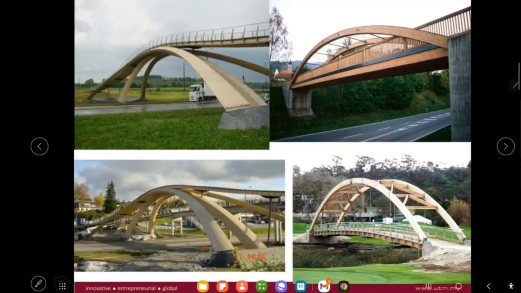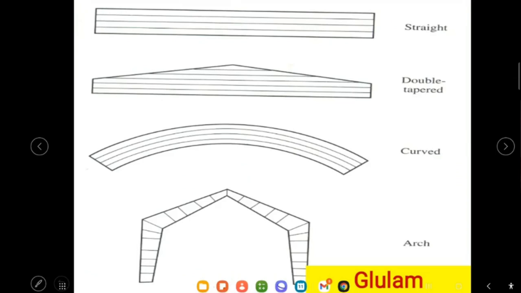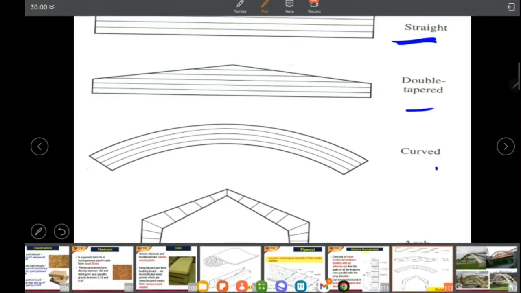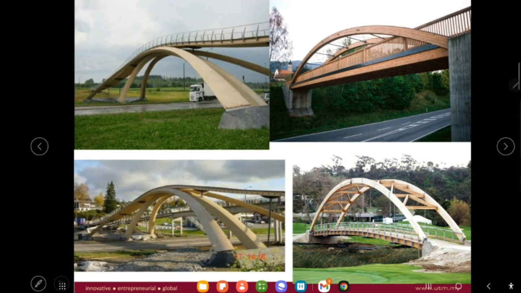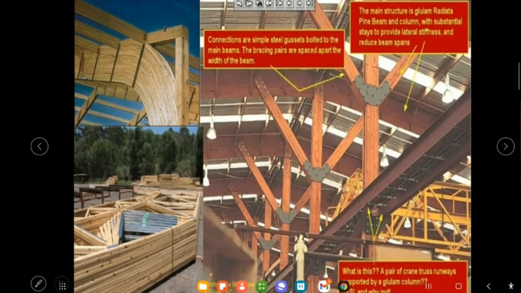So glulam is very useful. We can glue the lumber sections straight, for example, and then according to the shape that you want: double taper, curve, arch, and so on. So this is an example of the applications of glulam. Also in Johor, we have a building built to showcase glulam timber. The whole building was built using glulam. If I'm not mistaken, it is now the headquarters for a glulam company. It is a very, very nice building.